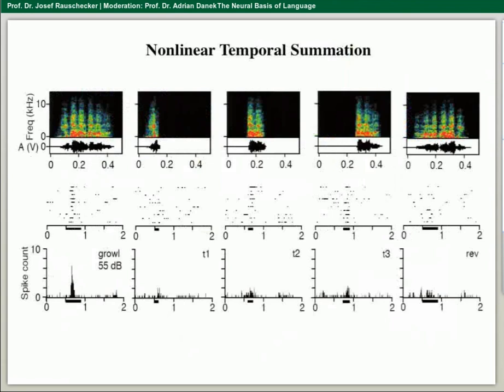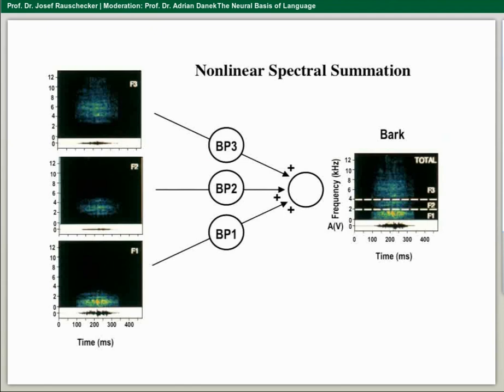It knows what's coming, that this is a grunt. But if we play just the first syllable or the first two syllables, that's not good enough. There's still no response. If we play the last three syllables, there's a tiny response, but not much. If we play it in reverse, there's also no response. So it has to come in the right order. Both of these properties, the spectral summation and the temporal summation, can be explained by a similar model, namely that the neuron we're looking at gets input from different frequency domains, and it adds up all these inputs in a logical AND fashion.